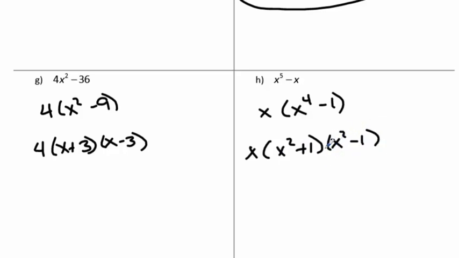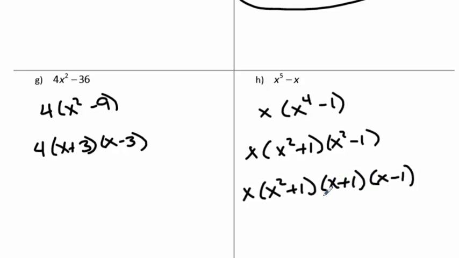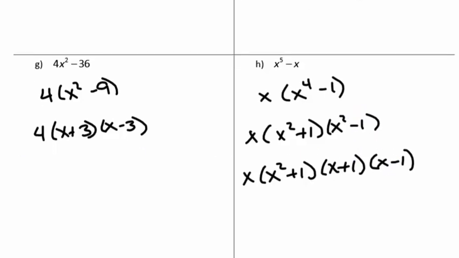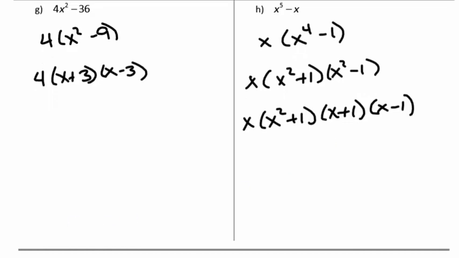Once more, I have a difference of squares right here. X squared is x squared, and 1 squared is 1. So we have x times x squared plus 1 times x plus 1, x minus 1. These are the binomial conjugates that factor from the difference of squares. And that's it for the section.